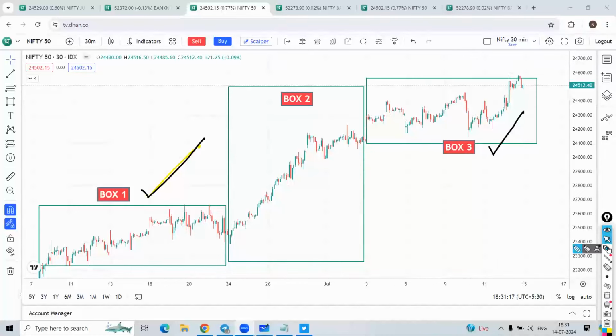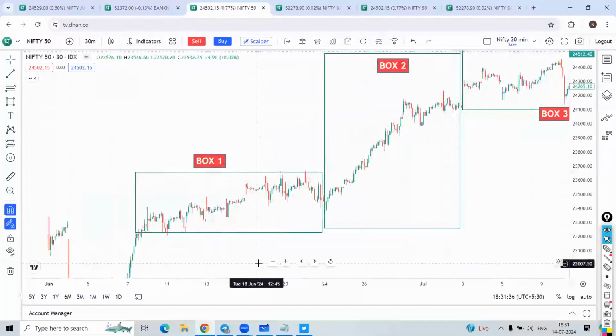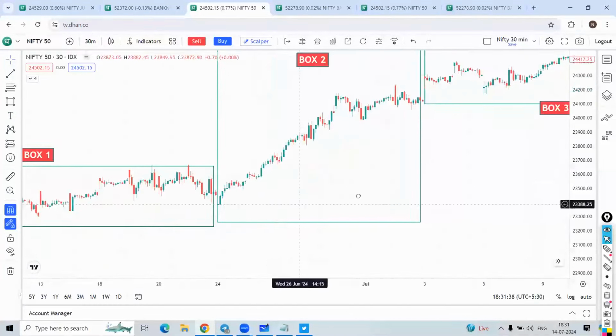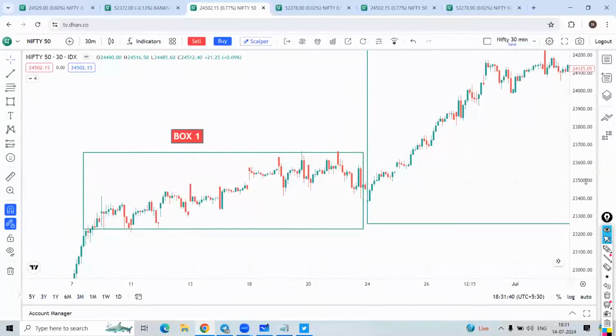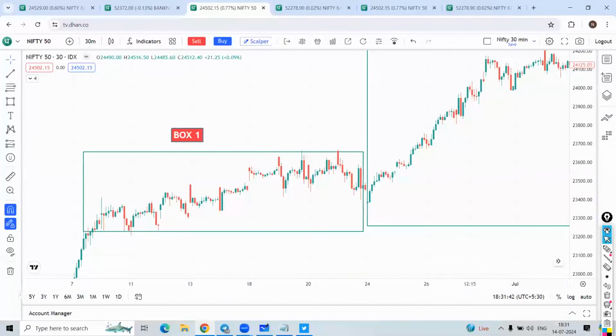Box 1 and 3 is what? Slow. Box 2 is fast. How? Simple. I'll explain you. Just see, zoom out the chart, see the broader activity developing. Very easy. I'll make it very simple.